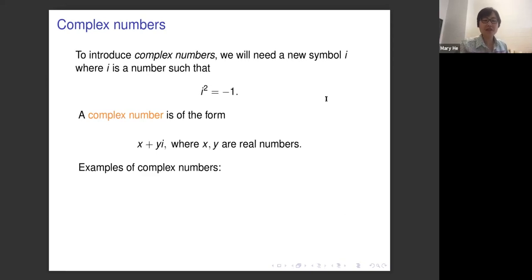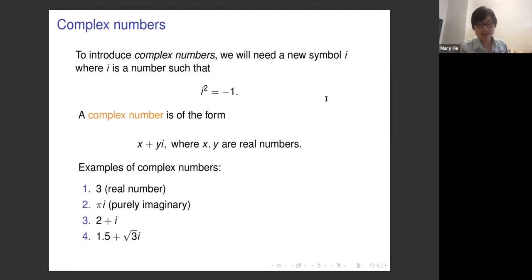So what are some examples of complex numbers? Well, here I give you 4 examples. The first example is 3. So 3 should be thought of in the formula I wrote above. Here x equals 3 and y equals 0. And whenever y in the general formula equals 0, we actually get a real number. So a real number is also a complex number.